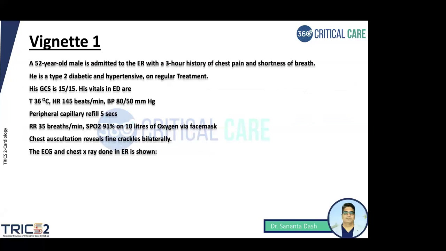This is a 52-year-old male admitted to ER with a 3-hour history of chest pain and shortness of breath. Type 2 diabetic, hypertensive, on regular treatment, GCS of 15. Temperature is fine, blood pressure is low, heart rate is high. Peripheral cap refill is sluggish at 5 seconds. Hypoxic, 91% on 10 liters of oxygen, tachypneic, and chest auscultation reveals fine crackles bilaterally. ECG and X-ray done in ER are as shown.